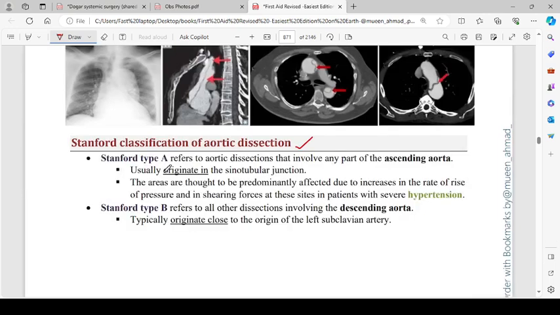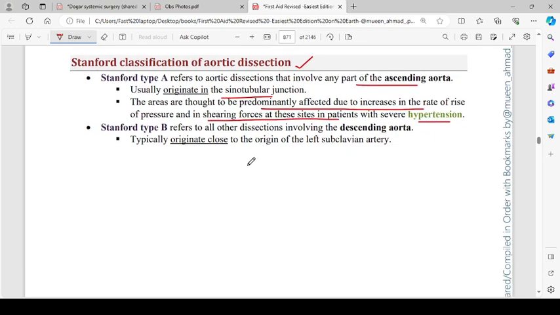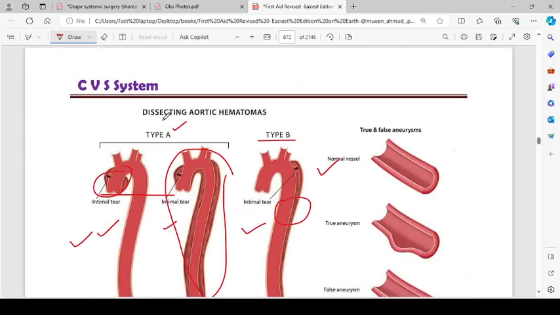So Stanford classification refers to the aortic dissection that involves any part of ascending aorta. It usually originates in the sinotubular junction. These areas are thought to be predominantly affected due to the increase in the rate of rise of pressure and in shearing forces at these sites in patients with severe hypertension. Stanford type B refers to all other dissections involving the descending aorta, typically originating close to the origin of the left subclavian artery. Okay, so we have talked about that.